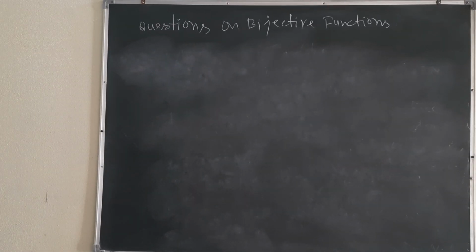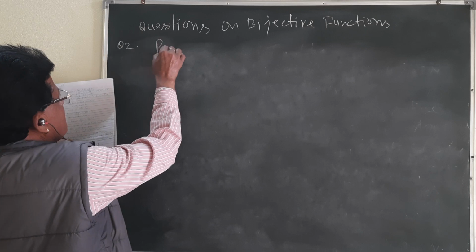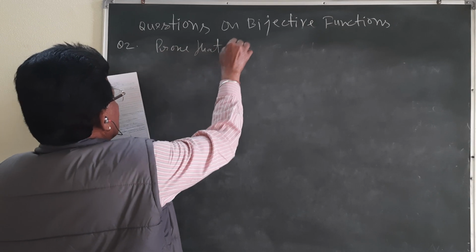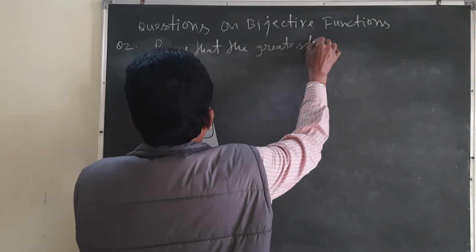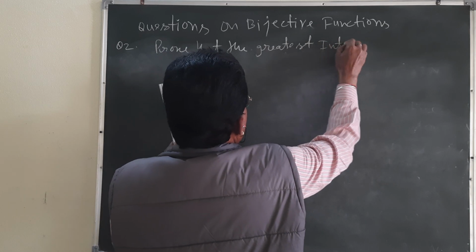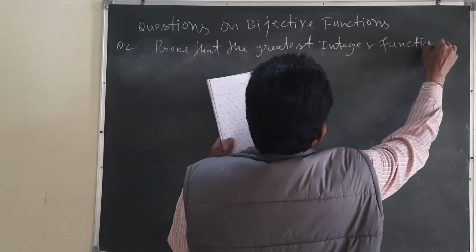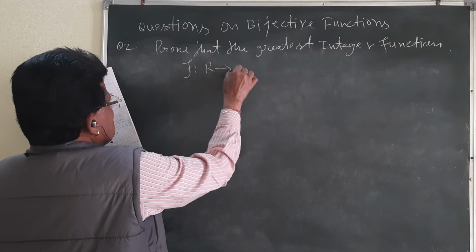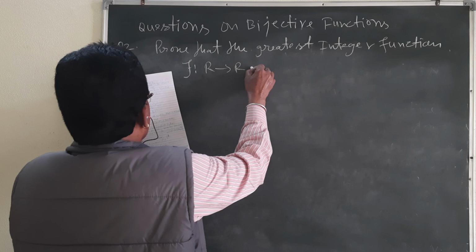Similar kind of question. Dear student, see the next question, number 3 for today. Prove that... try to understand, very important question. Prove that the greatest integer function. Similar kind of solution I will take. The function is from real number to real number. See, dear student, carefully, what is the given condition? From real number to real number.